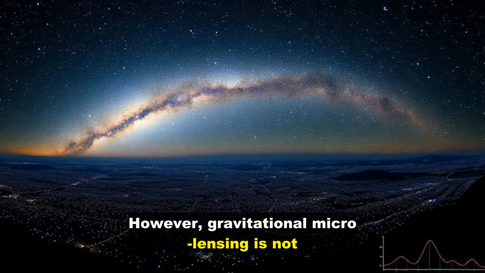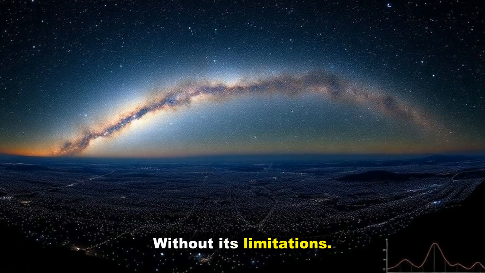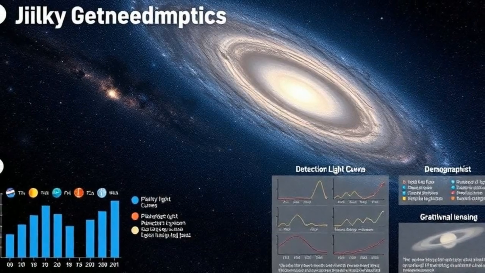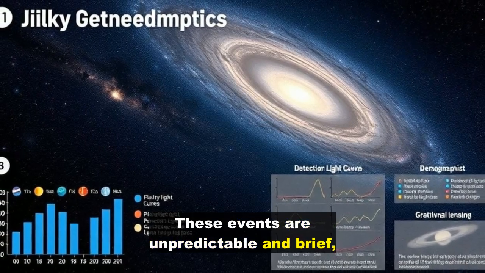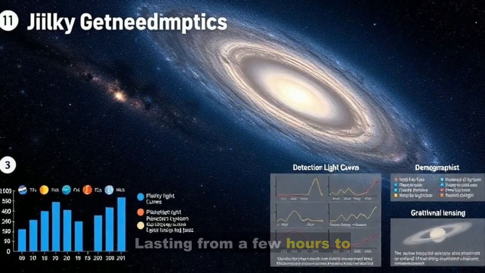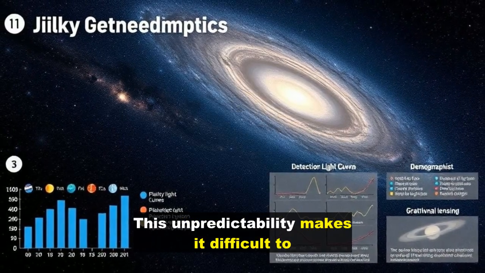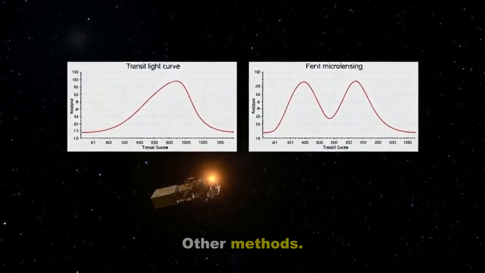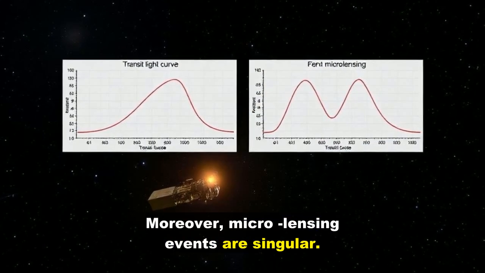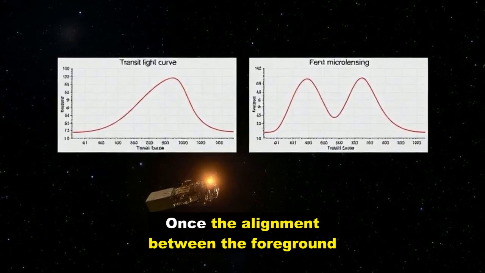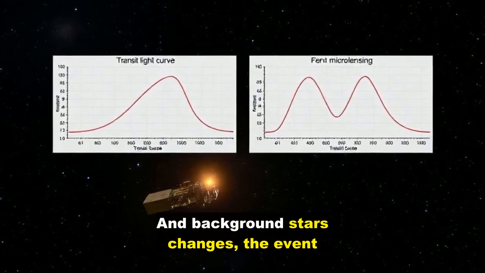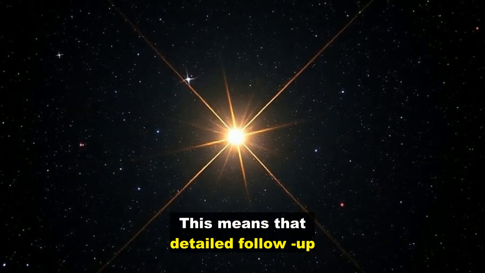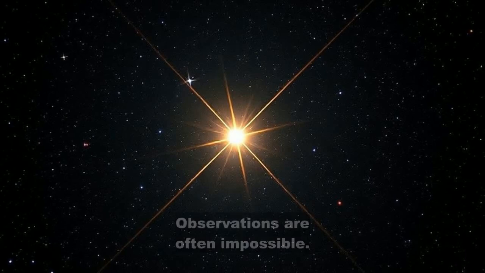However, gravitational microlensing is not without its limitations. The primary challenge is the rarity of microlensing events. These events are unpredictable and brief, lasting from a few hours to a few days. This unpredictability makes it difficult to follow up on potential planet detections with other methods. Moreover, microlensing events are singular. Once the alignment between the foreground and background stars changes, the event cannot be repeated. This means that detailed follow-up observations are often impossible.